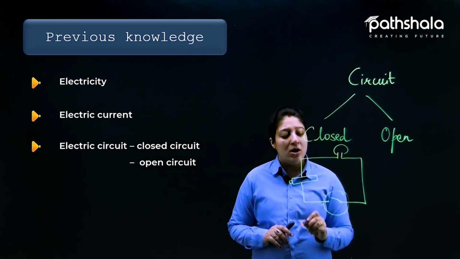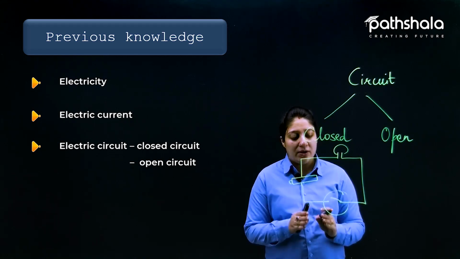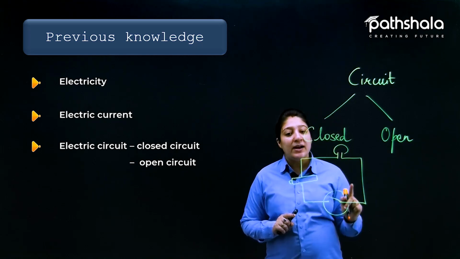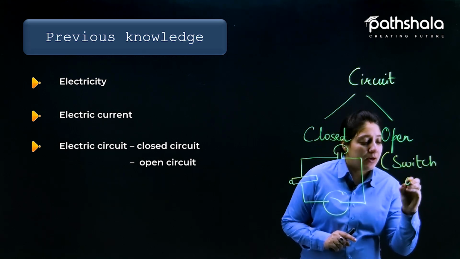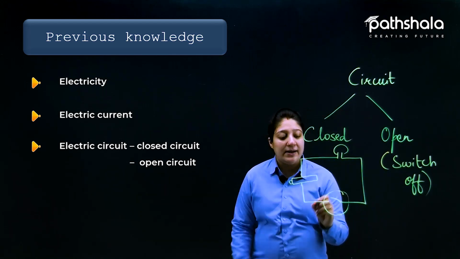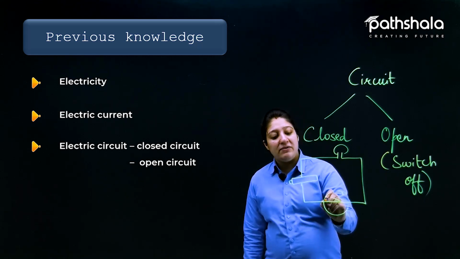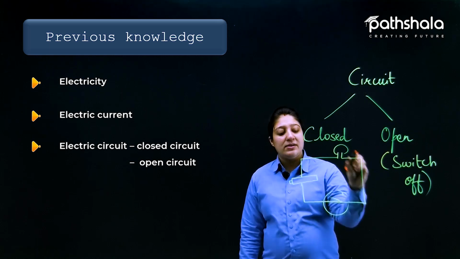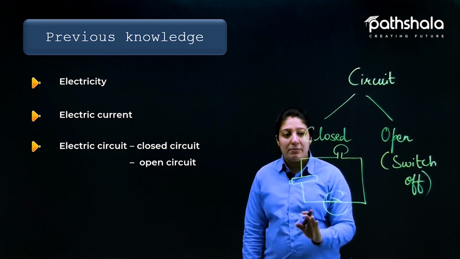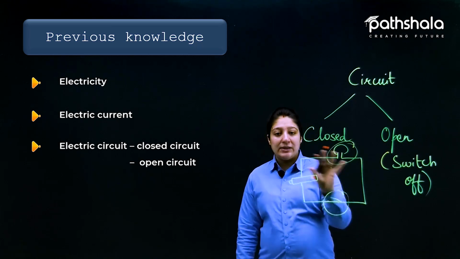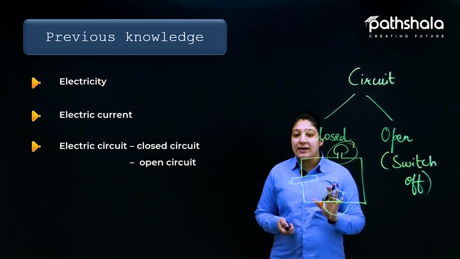Now if your switch is in off position, that is there is no flow of charges or the connection is broken, in that case what will we say? The circuit is open when the switch is in off condition, right? But when the switch is on, what will happen? The connection is complete. Now the positive terminal of the cell is connected to the negative terminal and the connection is complete, and in this case the flow of charges will take place, the bulb will glow, and hence the circuit is complete, and this type of circuit is known as a closed circuit. So this you have already studied in your 6th class.